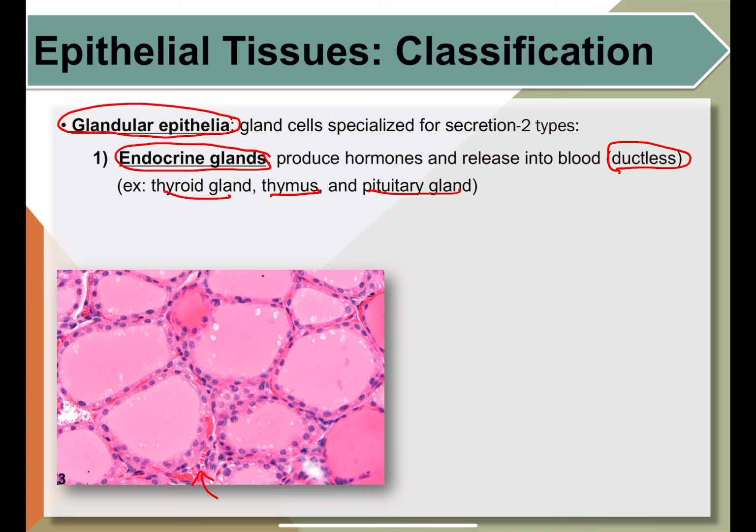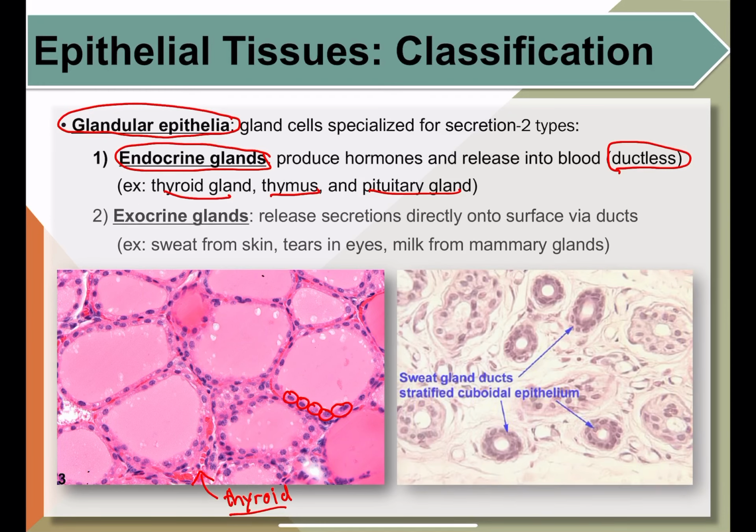And this is a picture of, for example, the thyroid gland. And here's that simple cuboidal epithelium I was talking about earlier. Thymus is another gland that sits on top of your heart, at the apical side of your heart, and it is for T cell maturation. Pituitary gland we'll talk about immensely in the next semester for the endocrine system.